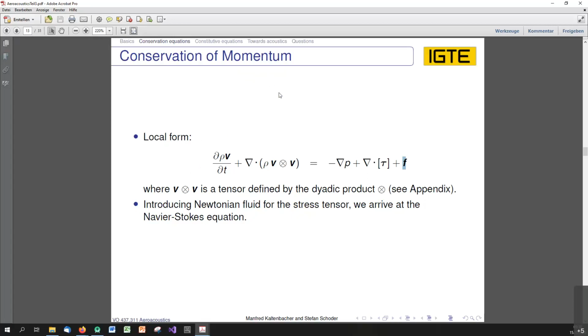I have a question. Yes. In our lectures so far, the tensor or tensors in general did not occur. So could you please explain shortly what a tensor is?